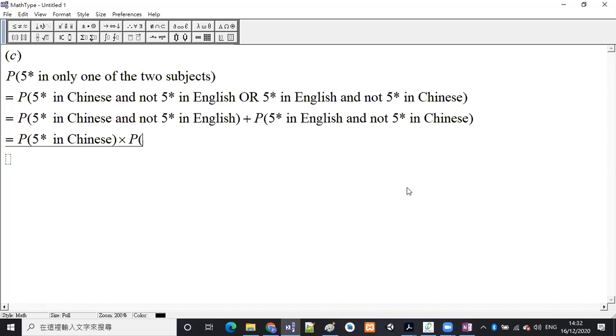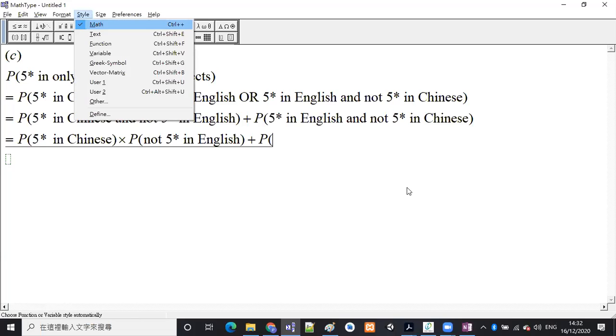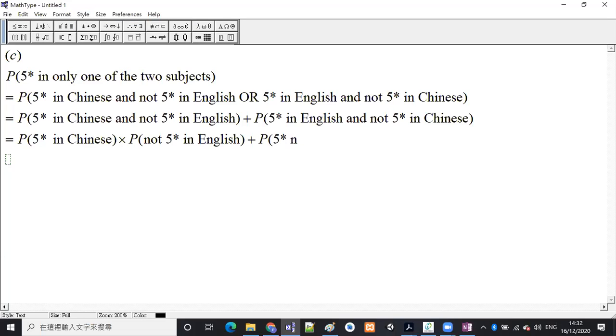Times, and then plus P, and then times P. Okay, then we can substitute. 5 star in Chinese will be 0.3, and then times this is 1 minus 0.5.